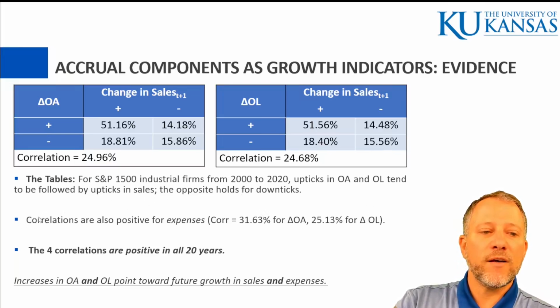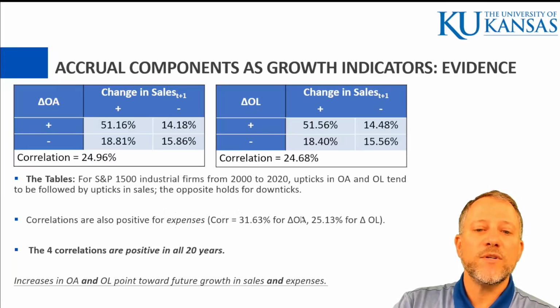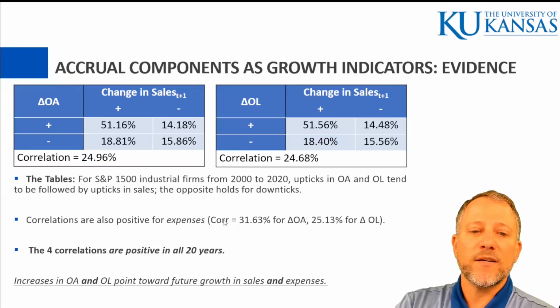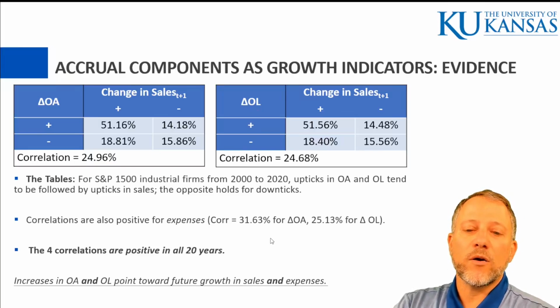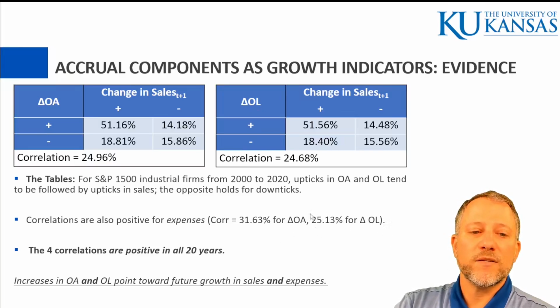Another thing to point out is that even though I haven't shown you the table, we can make these same 2 tables for expenses, and it turns out that growth in operating assets even more strongly predicts growth in expenses. And growth in operating liabilities is also positively correlated with growth in expenses.